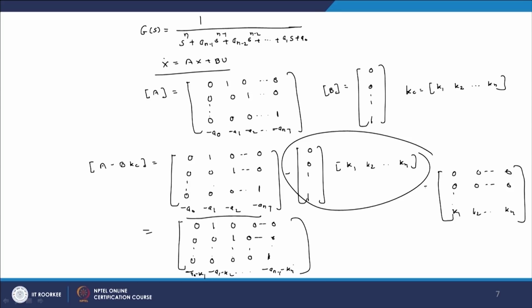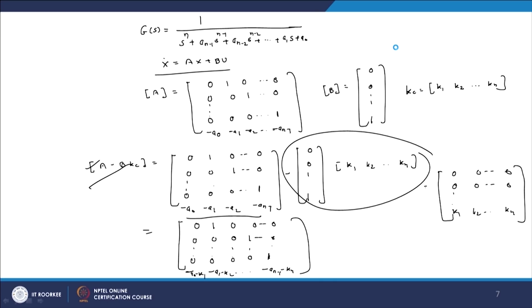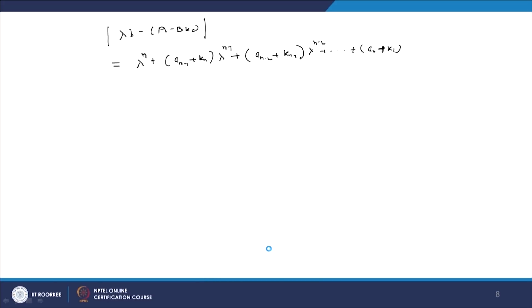So, the eigenvalues of this system we can write down as the determinant of lambda I minus (A minus B Kc), that is equal to lambda raised to n plus (a n minus 1 plus Kn) lambda raised to n minus 1 plus (a n minus 2 plus K n minus 1) lambda raised to n minus 2, and this process repeated, plus a0 plus K1. So, if you see the equation, this is in companion form. Once the equation is in companion form, we can directly write down the equation like this: lambda raised to n, plus (a n minus 1 plus Kn) lambda n minus 1, plus (a n minus 2 plus K n minus 1) lambda n minus 2, plus a0 plus K1.